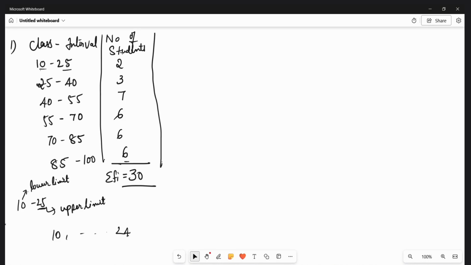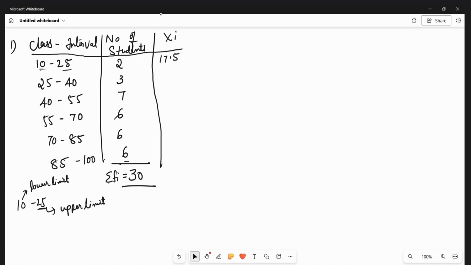Now we are trying to calculate the mean of the given data. Now, how to calculate this? Number of students are there, right? So sigma fi is 30. Now we will take the average of this class interval, xi. 10 plus 25 by 2. How much will you get? 17.5. Correct.